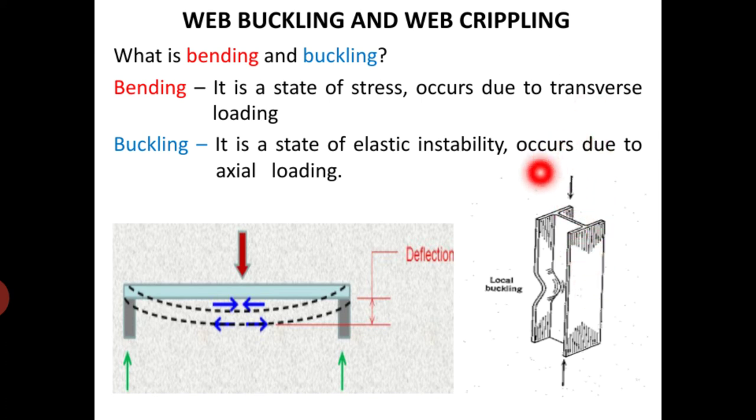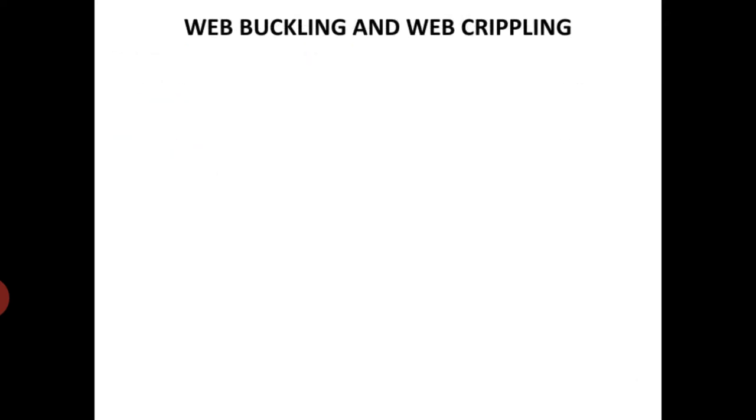This type of failure is what we call an elastic instability failure, and it occurs due to axial loading. So this is buckling, this is bending. Now let us discuss web buckling and web crippling. This is very important. Many times the beam could fail either by buckling or by crippling, and how it can be prevented, let us see in this lecture.